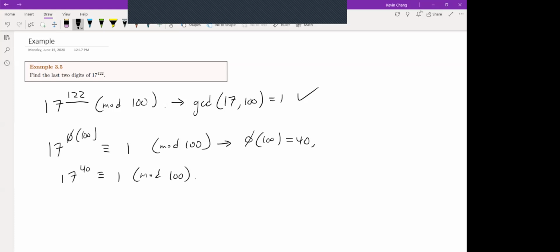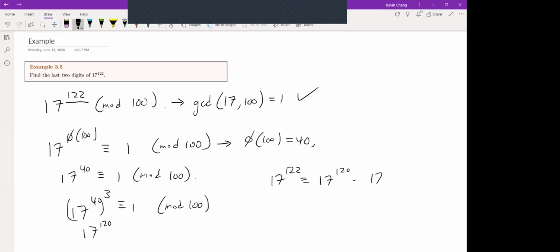And so since we're given this, we know that every time we have this 40, it's just going to repeat back to 1. Essentially, 17 to the 40 cubed is going to be congruent to 1 mod 100. And this is just 17 to the 120. So we're just missing two 17s now. So essentially, 17 to the 122 is going to be congruent to 17 to the 120 times 17 squared. And remember, this is congruent to 1 because of Euler's theorem. So it's going to be congruent to just 17 squared mod 100.